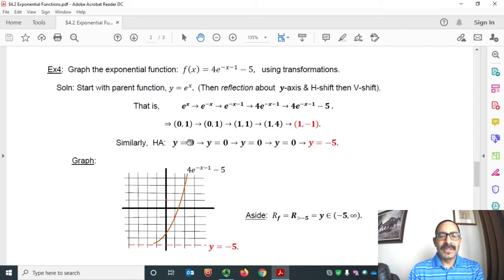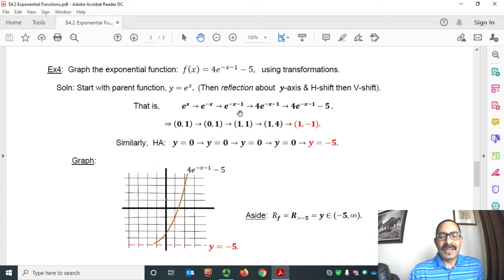Now let's see the point. Here's our reference point (0, 1) on the graph of e to the power x. In the first transformation, we multiply the x coordinate by minus one. So 0 multiplied by minus one is again -0, which is 0. So here's the point as it is.